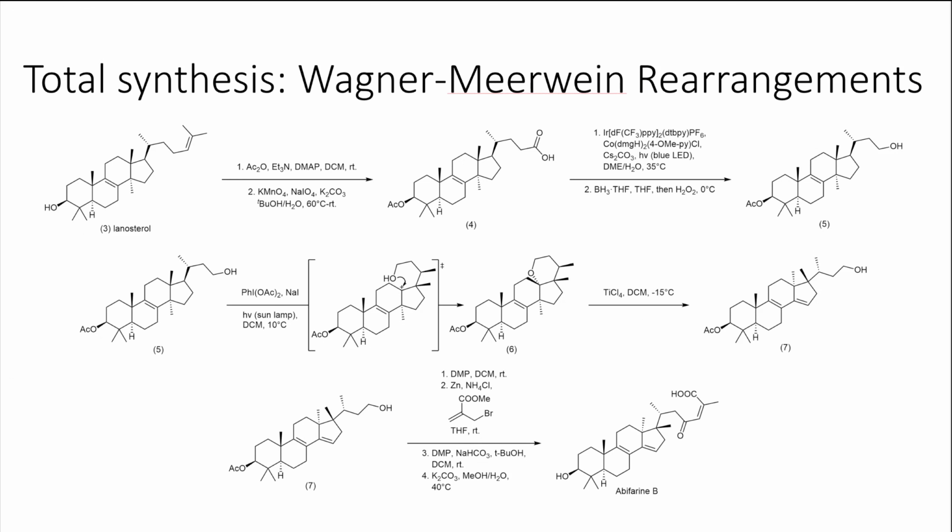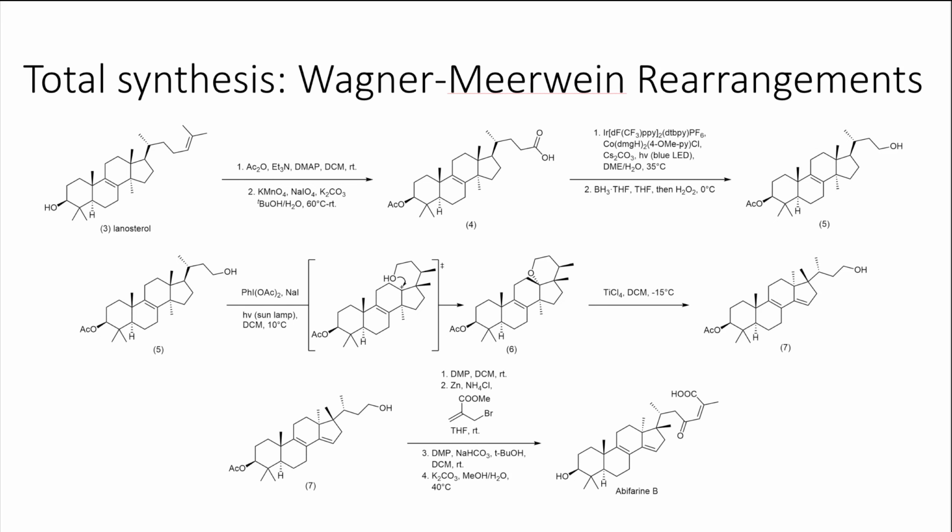Thus, following the biogenesis pathway, the group formulated the total synthesis pathway starting from lanosterol. Lanosterol's hydroxyl group at C3 is first protected by an acetate, and then the double bond in the side chain is oxidatively cleaved through the Mu von Rudolph reagent to furnish carboxylic acid 4. This carboxylic acid is then subjected to photocatalytic decarboxylative olefination and then a hydroboration to afford alcohol 5.